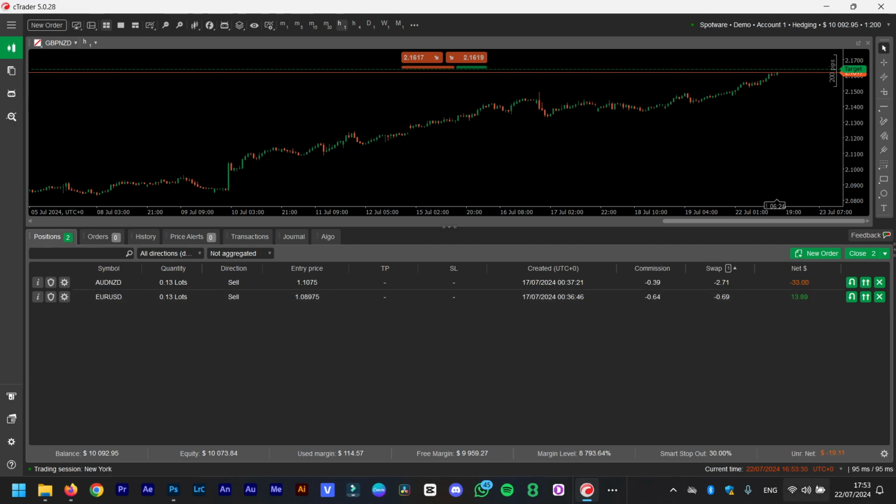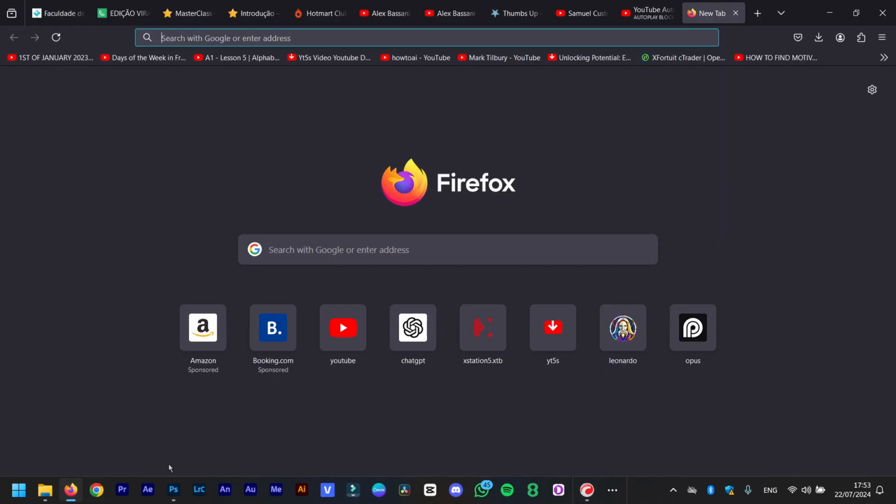So as of right now, we're gonna make a quick analysis. Right now I have AUD NZD negative, and I have Euro USD positive at $13. I'm not gonna do anything here. I have 8,000%, actually almost 9,000% of margin level right here, so I'm pretty safe. I'm gonna try to open another trade here. So let me just see what I'm gonna do here.